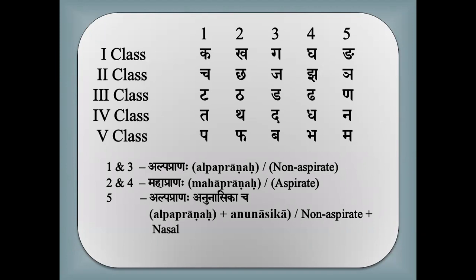It means that every class has its respective place of pronunciation, and along with that, the nose is also involved in pronouncing the consonant. Therefore, anunasika. So 1, 3, 5 are alpaprana, 2, 4 are mahaprana, and 5 is anunasika also. This you have to remember.